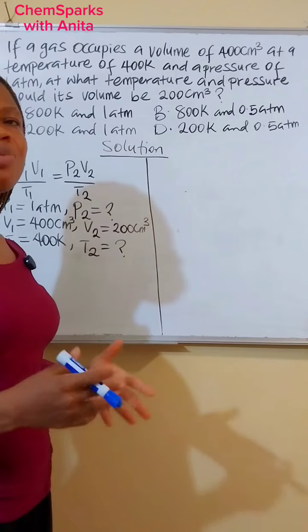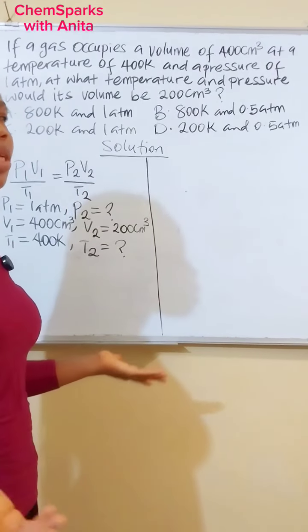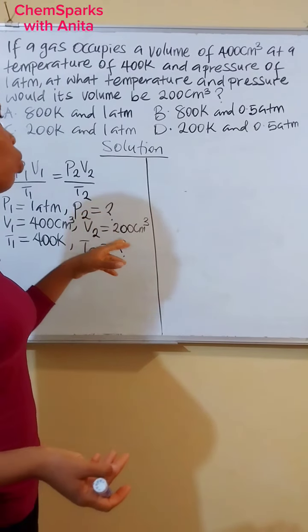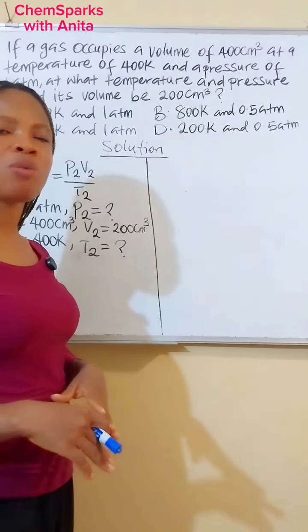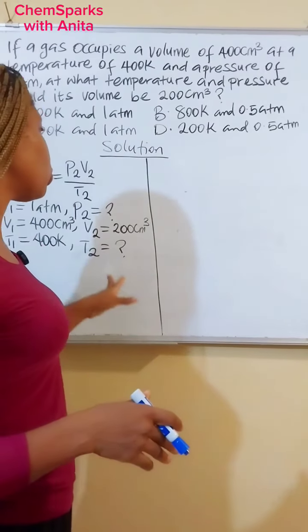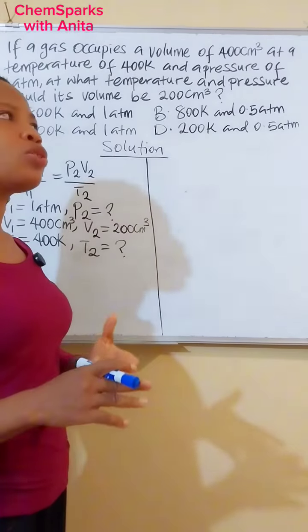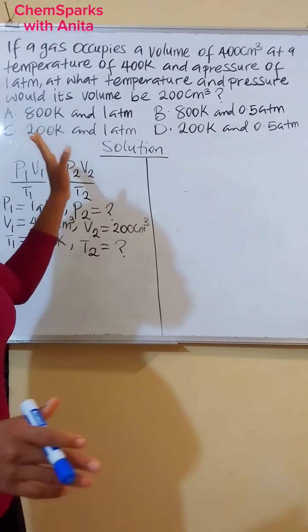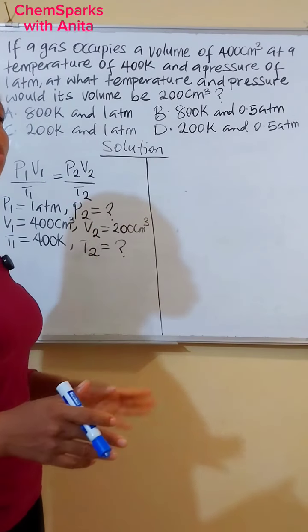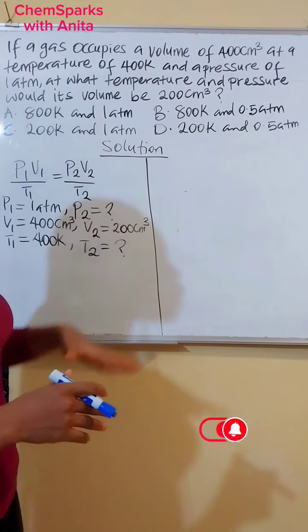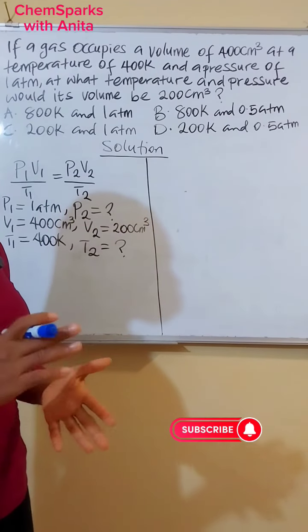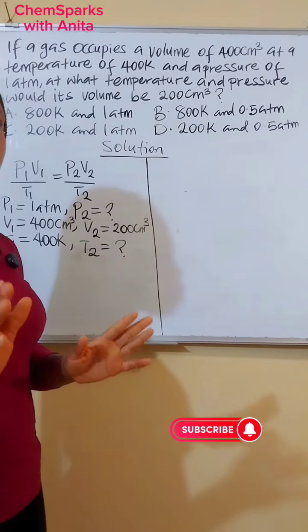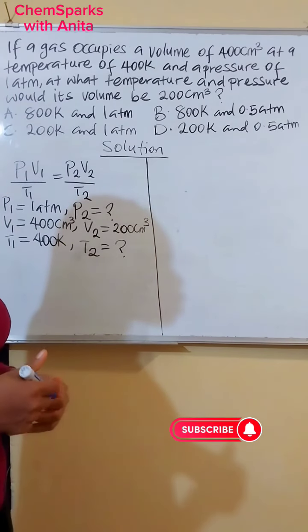At this juncture, someone might get confused. How do I proceed with this since I don't know what P2 is and I don't know what T2 is? I'm going to show you a very simple method you can easily use to solve this. Instead of going through the long process of substituting in the answer options into the equation until you get the one that best fits the values given in the question, don't go through that long route. Let me show you how you can easily solve this.